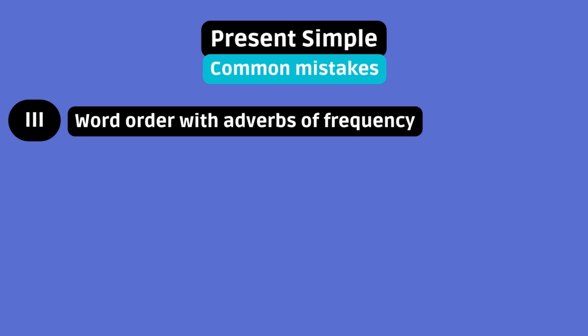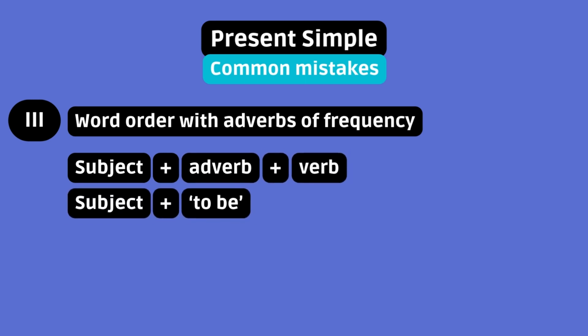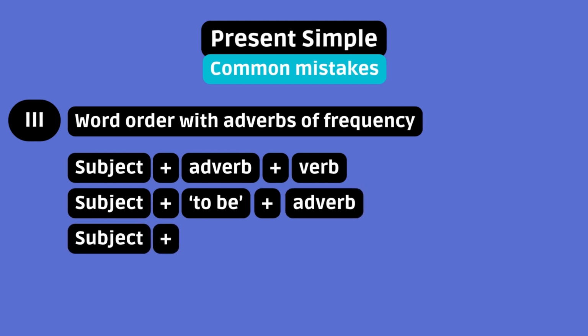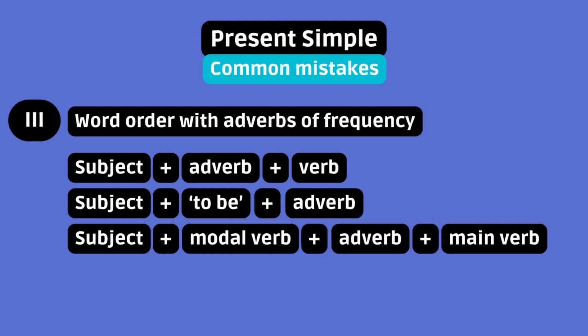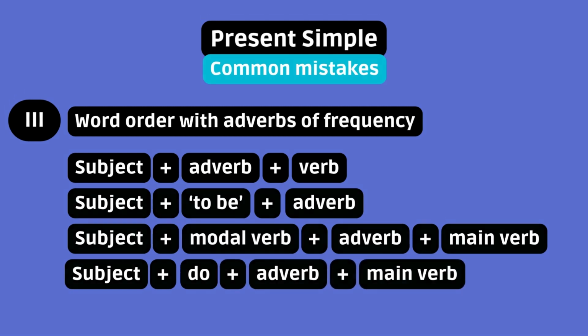3. Word order with adverbs of frequency. Here, practice makes perfect. The following series have to sink in. Subject plus adverb plus verb. Subject plus to be plus adverb. Subject plus modal verb plus adverb plus main verb. Subject plus do plus adverb plus main verb.